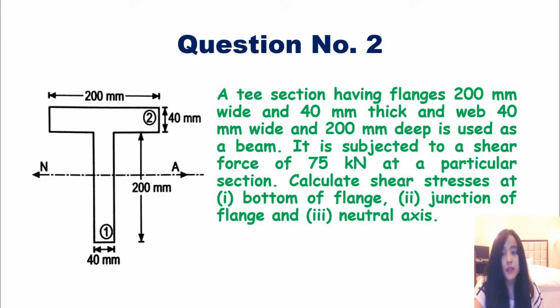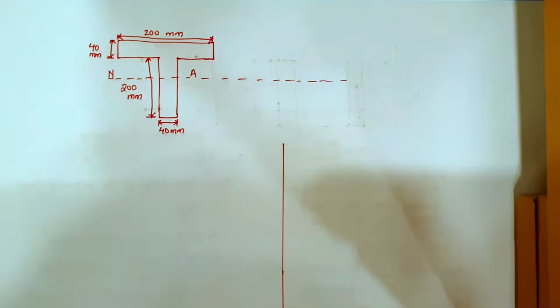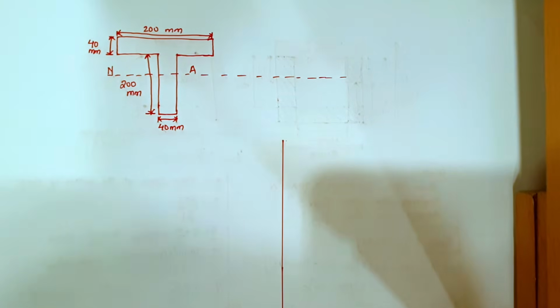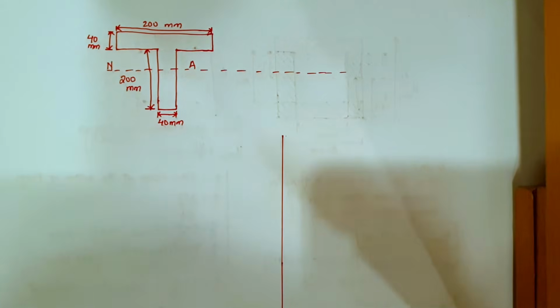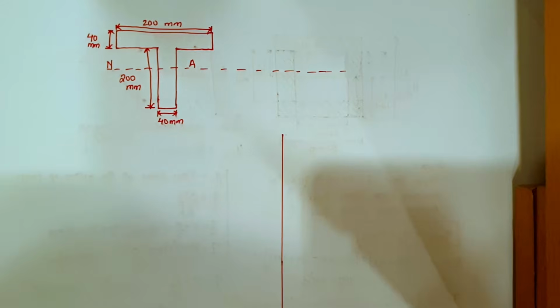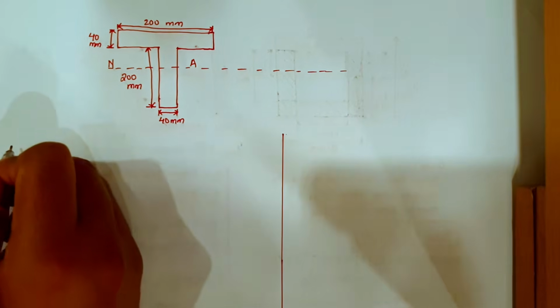So I hope till now whatever numericals we have done in this unit, everything is clear. So let's get started with this numerical. Now for this question, a T section is given, right? So the total dimension of the T section is given as shown in the figure below. Now for this we need to calculate the shear stress at, so what we need to calculate?